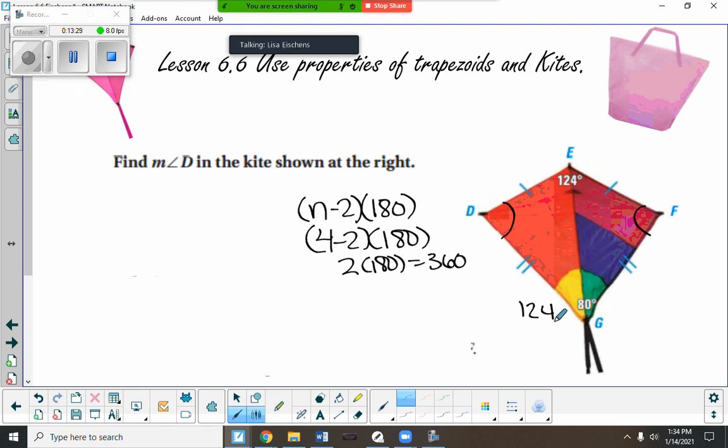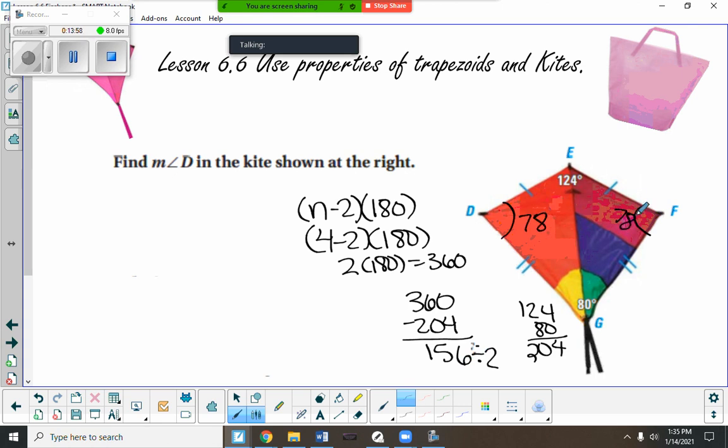So then take what we know, 124 plus 80, that's 204. So from 360, subtract 204. So that is what, 156? So these 2 together have to be 156. So we take 156 divided by 2, and we get 78. Those are both each 78. So the measure of angle D is equal to 78.